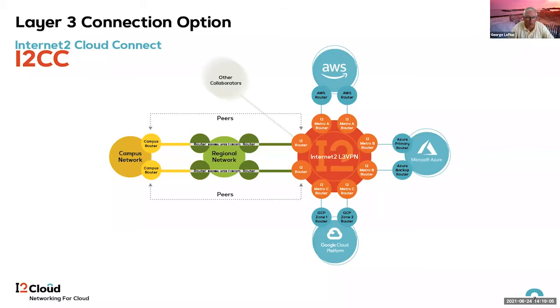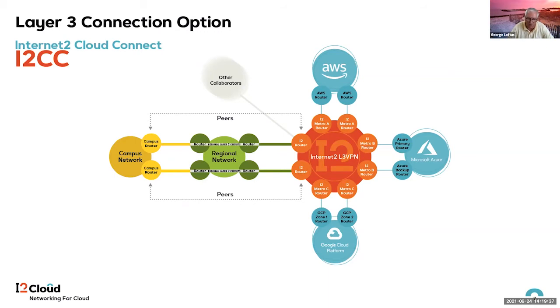We also offer a layer 3 option, which actually takes advantage of a layer 3 VPN. What's a little different in this diagram is you'll see the campus router, once again, passes through the regional network, but peers with an Internet2 router. That's actually a VRF that we've created for the campus. And that VRF will then peer with any of the cloud providers you want us to peer with. So you can peer with AWS and or Microsoft and or Google. So you could have one VRF that was talking to the 3 providers.